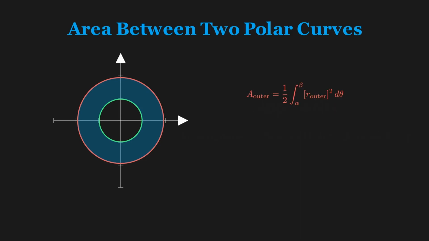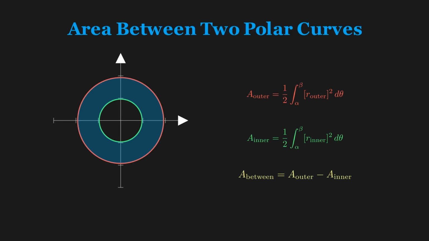The area enclosed by the outer curve is A outer equals 1/2 times the integral from alpha to beta of r outer squared d theta. The area enclosed by the inner curve is A inner equals 1/2 times the integral from alpha to beta of r inner squared d theta. The area between them is A between equals A outer minus A inner.